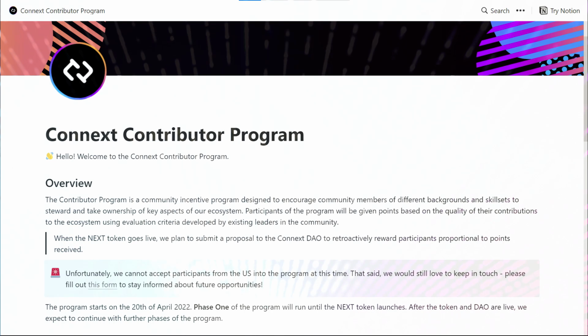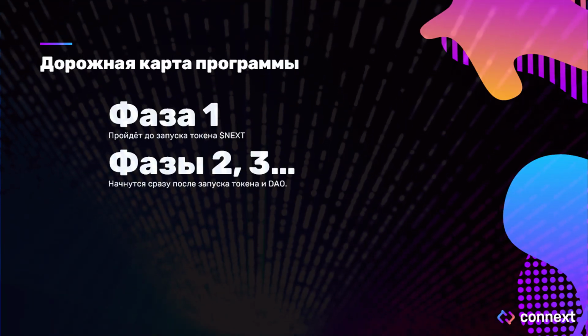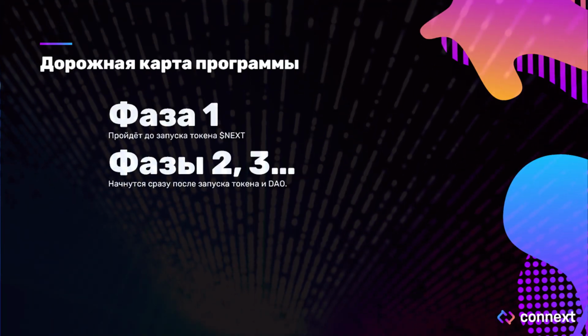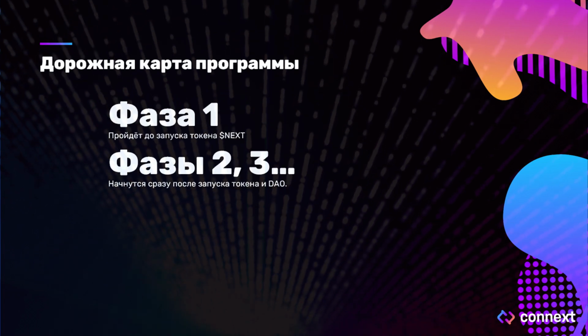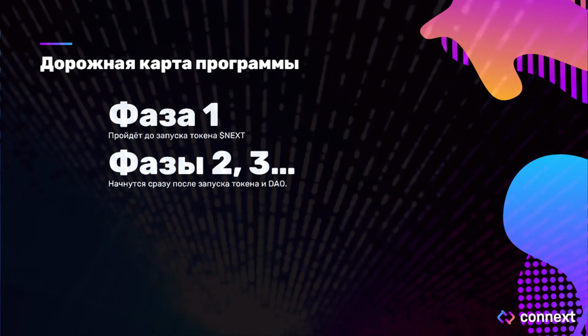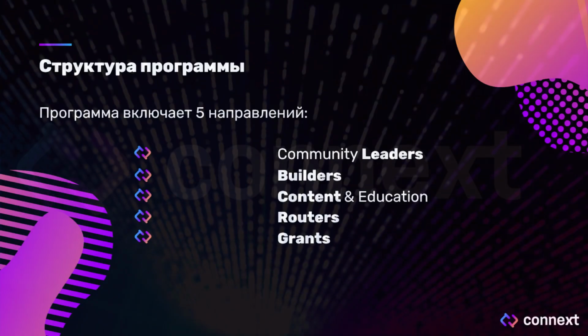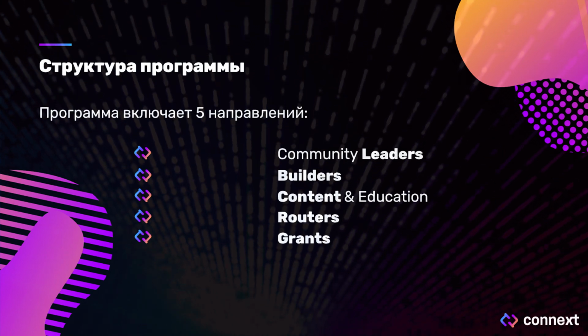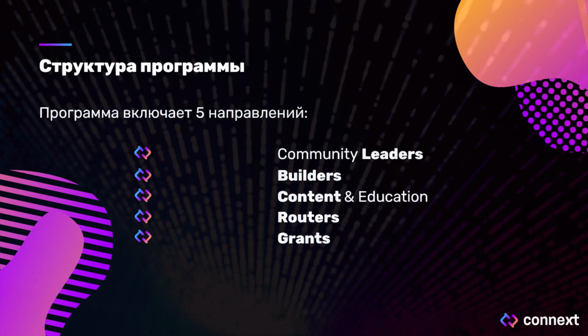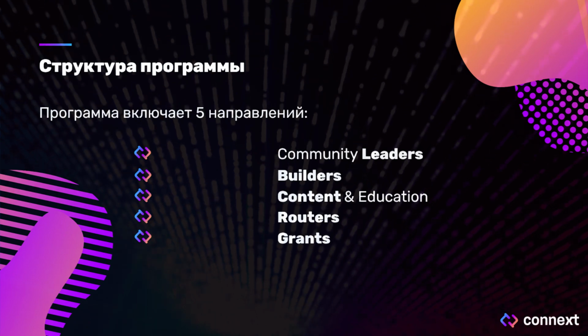I hope this introduction is enough to help you make the right decision. I recommend not waiting and joining the project now, since the Contributor Reward program is currently running. The first phase ends on July 15th and there are plans for 2 or 3 phases in total. The token launch has been postponed, so we can participate confidently, helping the project and thereby earning points, which will most likely be converted into tokens. The token distribution tokenomics will be announced later. The program consists of 5 areas: community leaders, builders, content and education, routers and grants. But more about that in the next video.